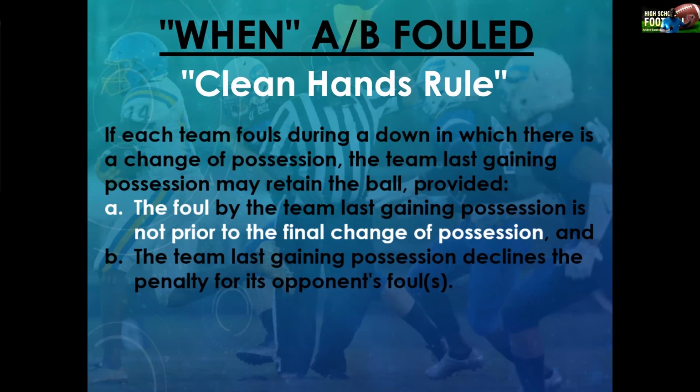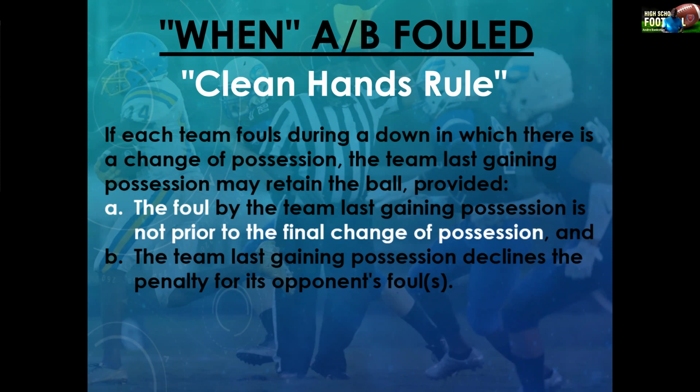He has to decline the foul from A. Because if he accepts the foul from A, obviously A is going to accept the foul from B, and now we have a double foul, and A gets the ball back and replays the down. It offsets.